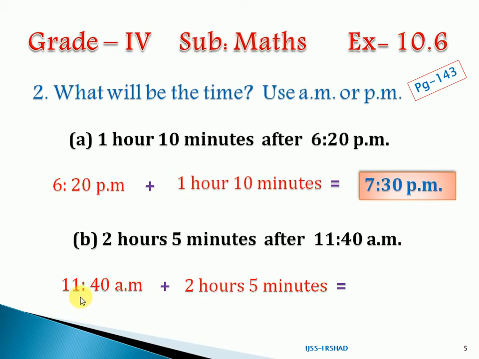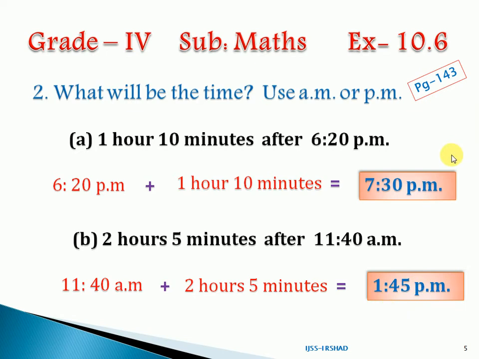It is 11 AM. When we add 2 hours, what will come? After 11 AM it will become 12 noon after 1 hour. Then again 1 will be added, it will become 1 PM, because after 12 o'clock noon we are using PM, the short form of post meridian. So it will be 1:45 PM. You can write here, answer 1:45 PM.